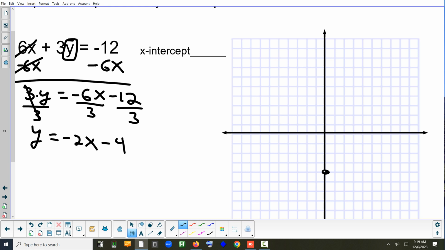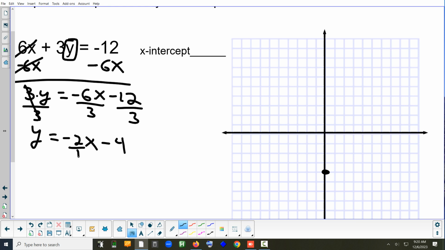Okay, so we've got the y-intercept. Now what's my slope? Negative 2, but my slope has to be what kind of number so I can see rise over run? It has to be a fraction. That's not a fraction. So what can we do to make that a fraction? Put a 1 under it.